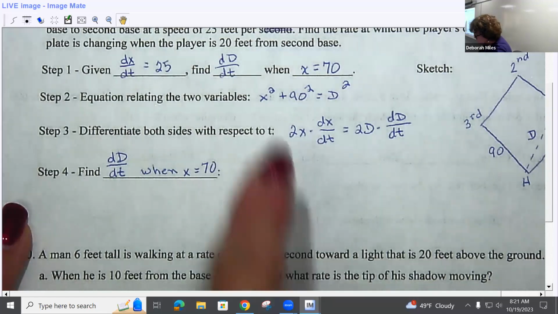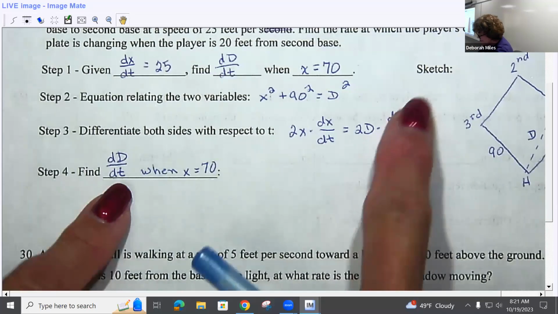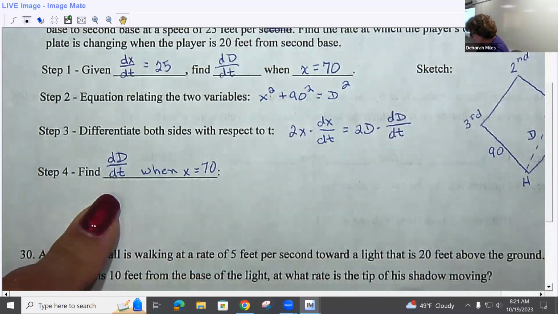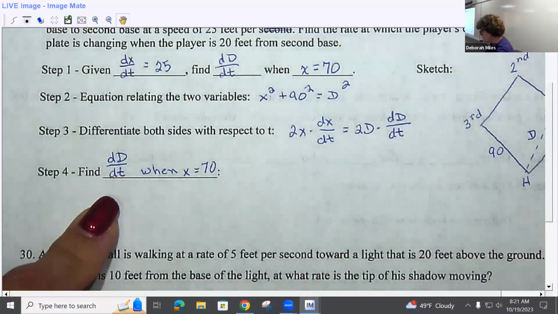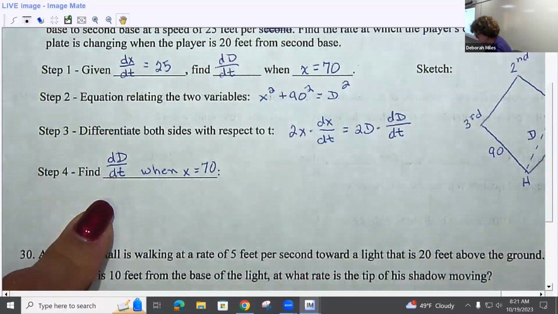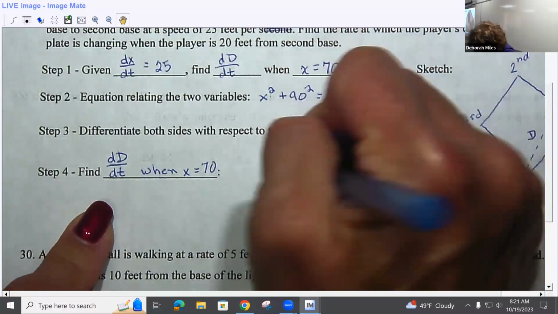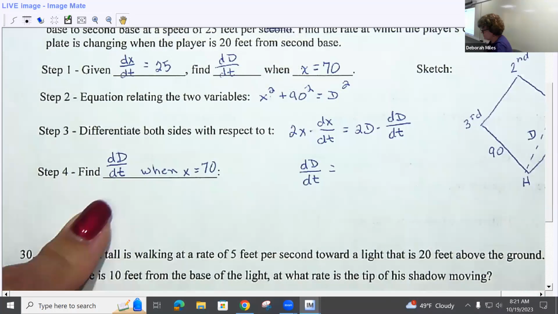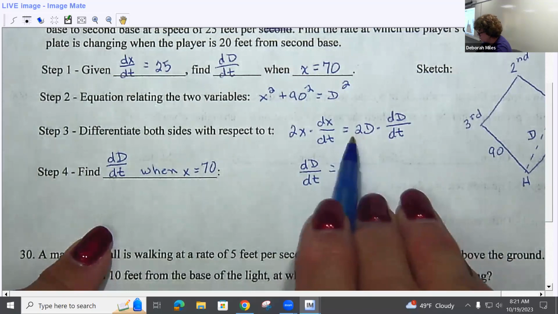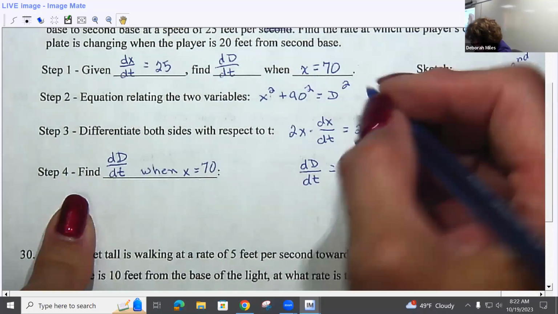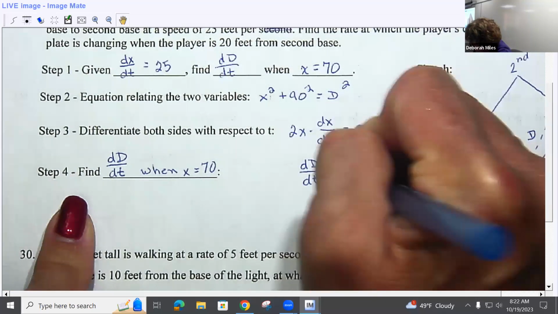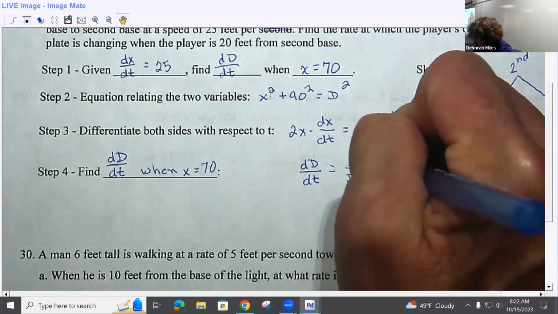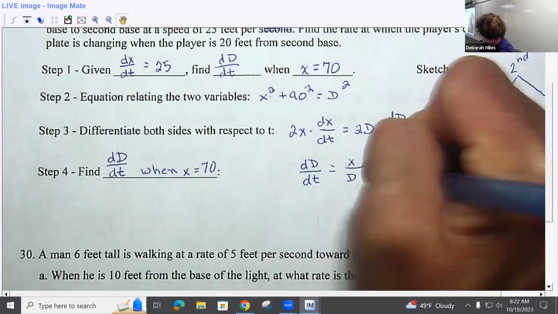And I can either substitute the numbers I have and then solve for dd over dt, or I can solve for dd over dt and then substitute numbers. If it's easy to solve for the derivative of d with respect to t, I just go ahead and do that. Divide both sides by 2d, and you have x over capital D times dx over dt.